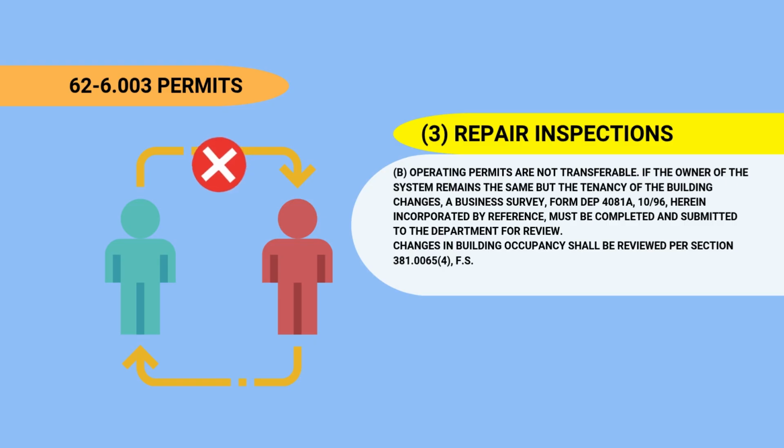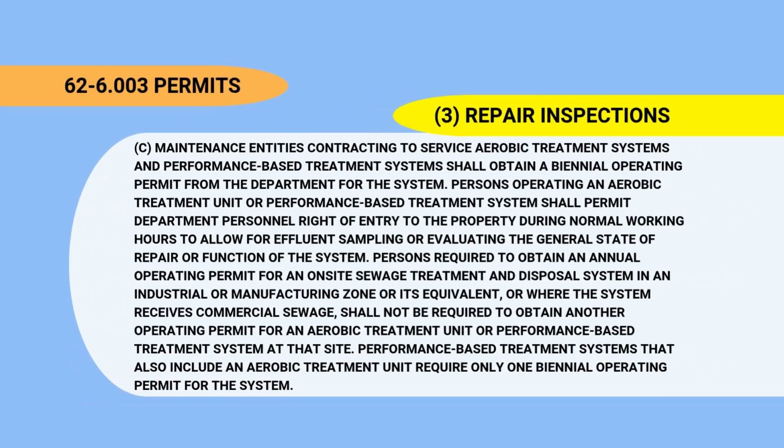B. Operating permits are not transferable. If the owner of the system remains the same but the tenancy of the building changes, a business survey, Form DEP 4081A, 1096, herein incorporated by reference, must be completed and submitted to the department for review. Changes in building occupancy shall be reviewed per Section 381.0065(4), FS.